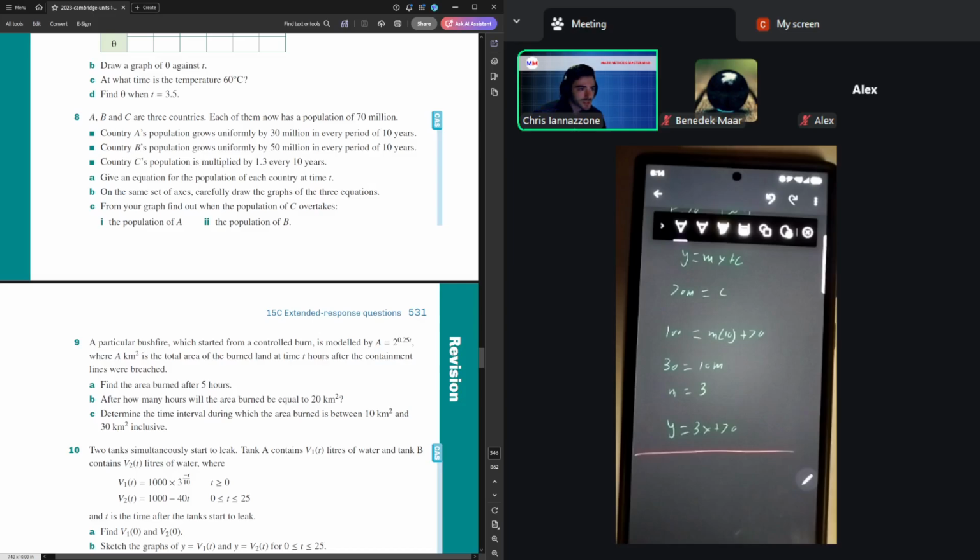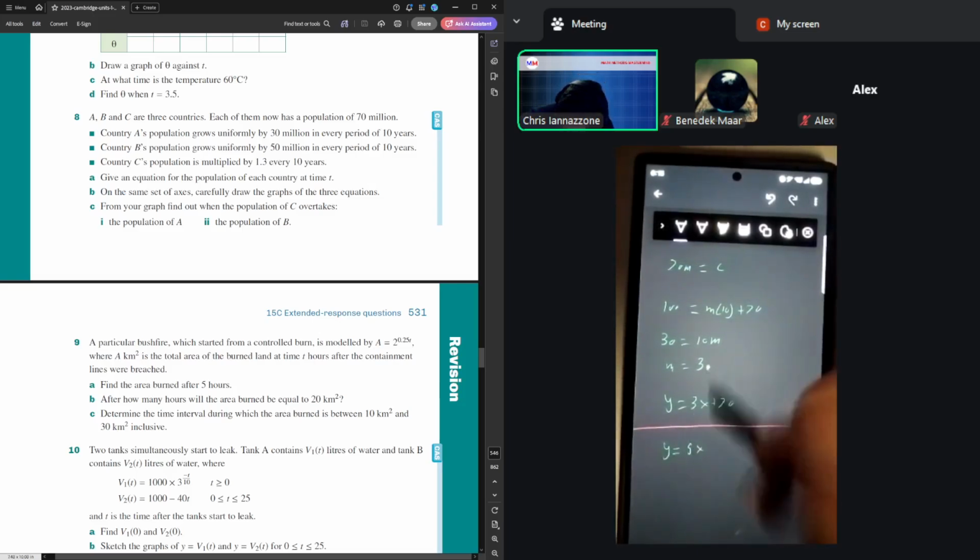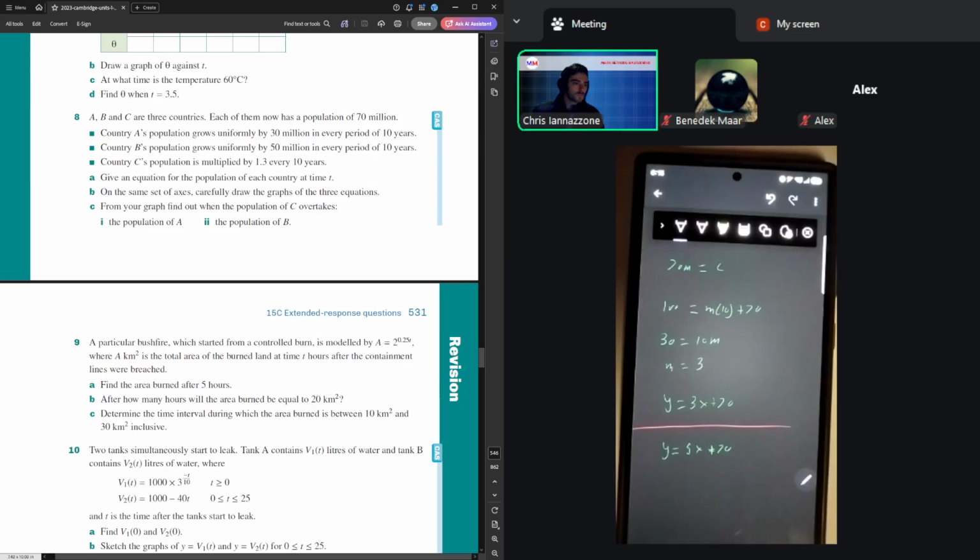Once you've done the exercise already, doing the country B population is now trivial. The only thing that's changed is the 30 is now a 50. The starting line of work is exactly the same, and in the final line of work we can assume we're going to have a gradient of 5, which will work out. So, equation 2, 5x plus 70.